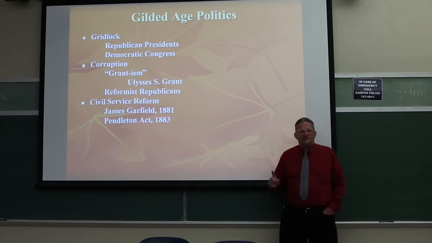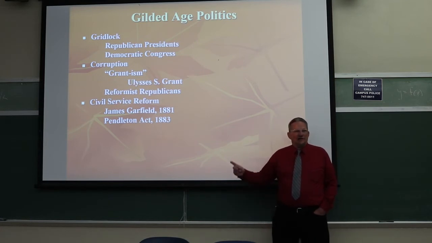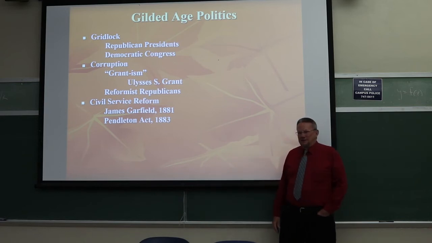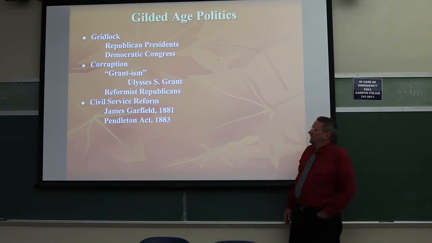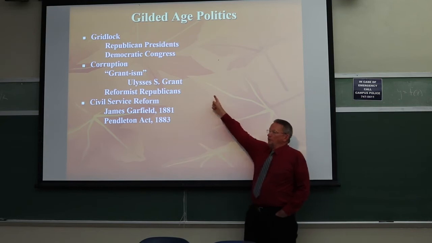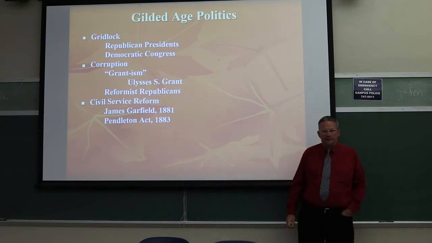The problem was his cabinet members, because virtually every member of his cabinet in the White House was corrupt. And so it was scandal after scandal after scandal, implicating members of his cabinet. And so that's why corruption was known as Grantism. Although the members of his cabinet were Republican, they were crooked Republicans, obviously.